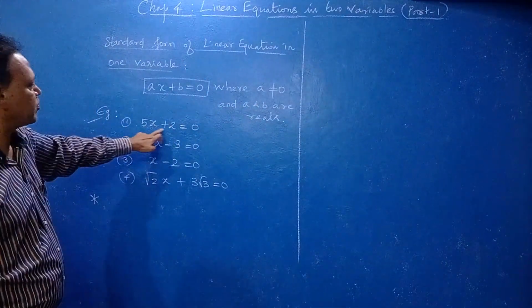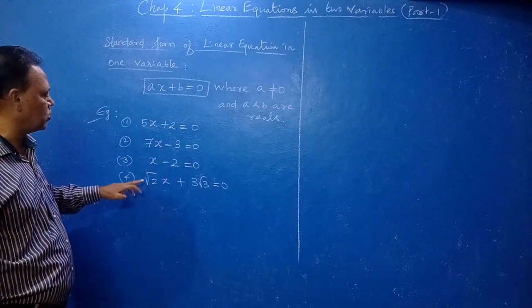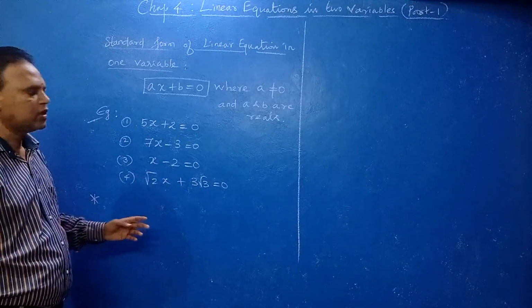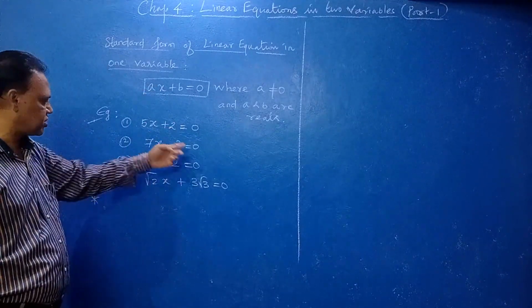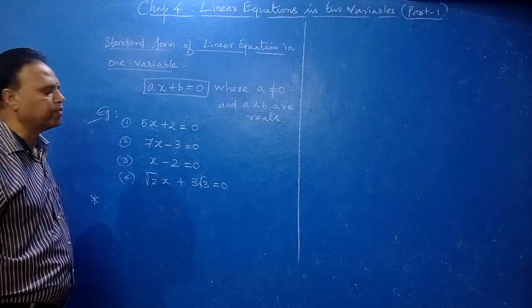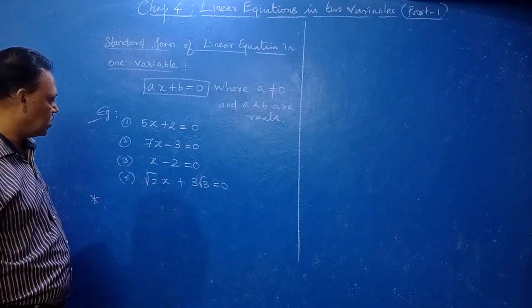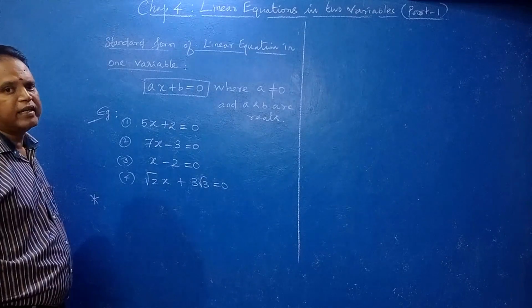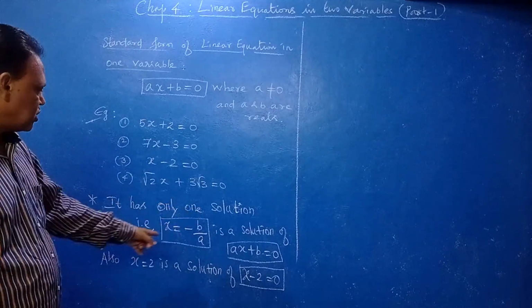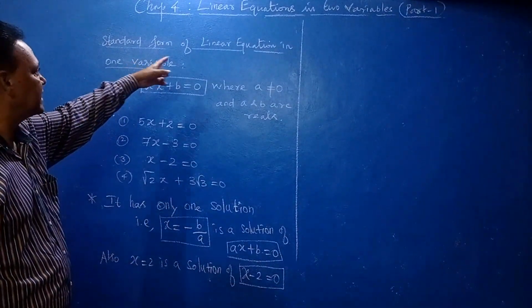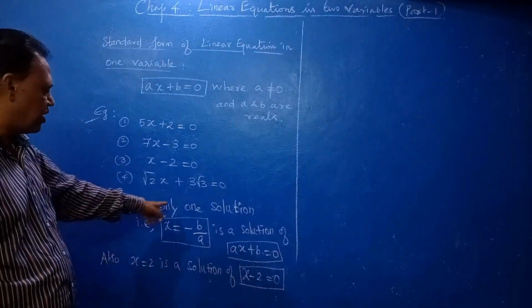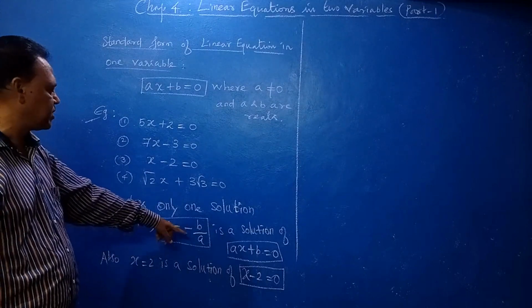Now see the examples: 5x plus 2 equal to 0, 7x minus 3 equal to 0, x minus 2 equal to 0, root 2 x plus 3 root 3 equal to 0. That means a and b are reals, and you may have fractions also. Real means all numbers, both irrational and rational numbers, are called real numbers. A linear equation in one variable has only one solution, that is, a unique solution. Unique means only one.